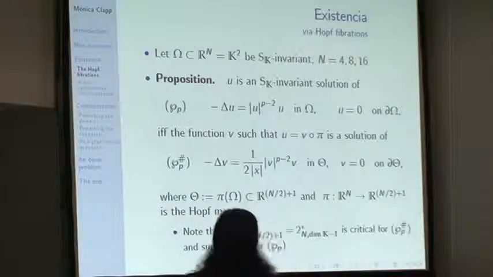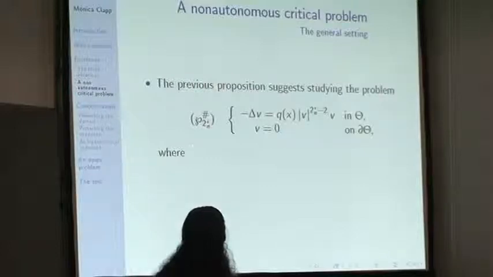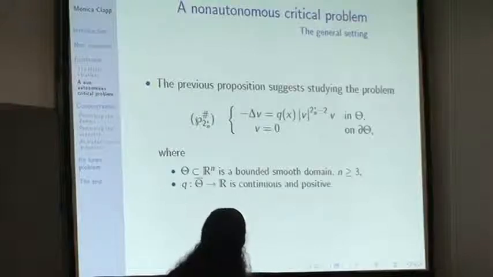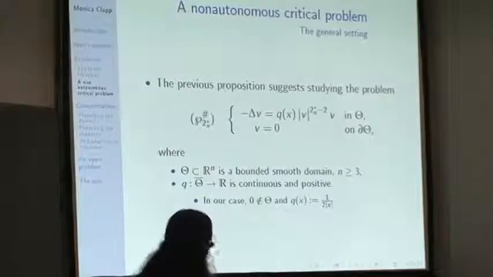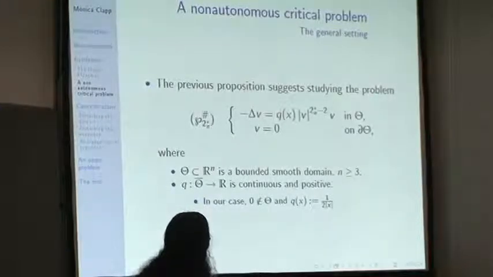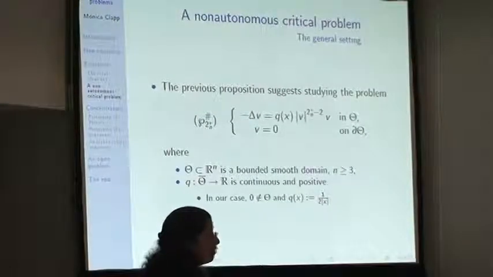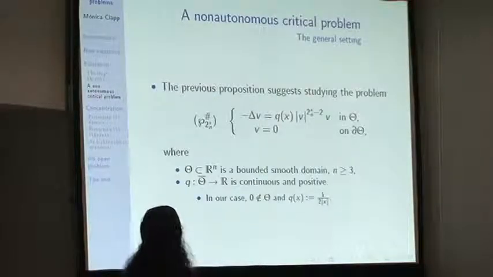Now this brings us to consider the following problem. Let us look at the problem P-hash, which is the same problem as before, but now we have this function Q multiplying the right-hand side. We will assume that the function Q is continuous and positive, and in our case, the function Q is this very beautiful function here, which as you can see, is radial in x. So this is also very nice. It has many symmetries.